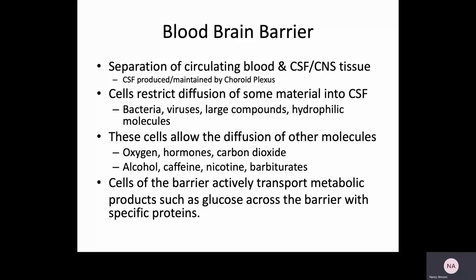So all of the things in that last line are not necessarily good, but yes, they can get into the brain and affect it. The cells of the blood-brain barrier are going to move metabolic products through active transport. So when you need to get glucose into a part of the brain, it will actually be moved by active transport across the barrier through carrier proteins.